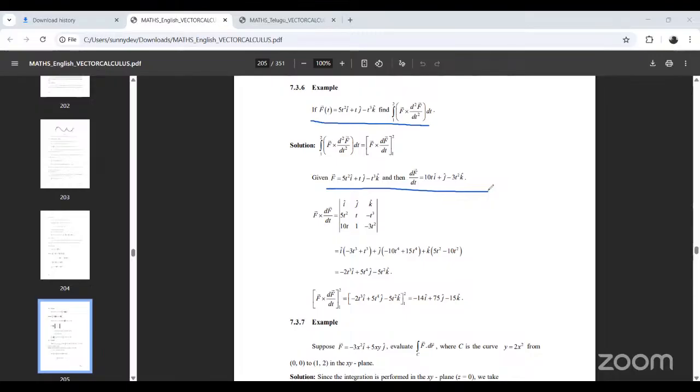Cross products we already learned in the previous classes, how we can find the cross product of two vectors. So here also we find the cross product of the two vectors, and we are getting these things. Okay, so we are getting F cross dF by dt.